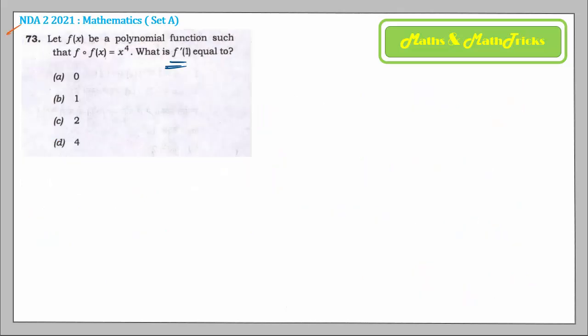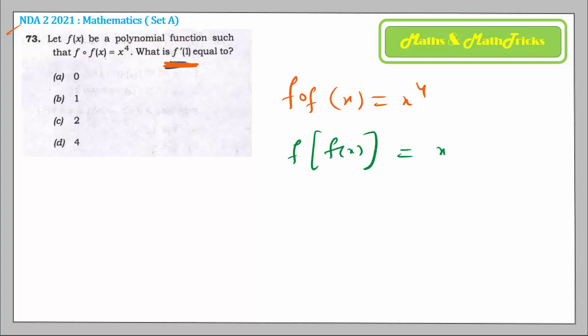This is a question from NDA 2 2021. You are given that f of x is a polynomial function satisfying the composition of f twice is x power 4. If this is so, then calculate f dash 1. By the way, you look at f of f of x is equals to x power 4.